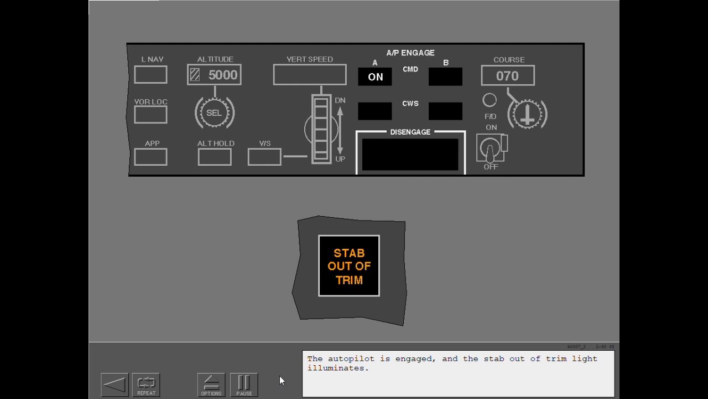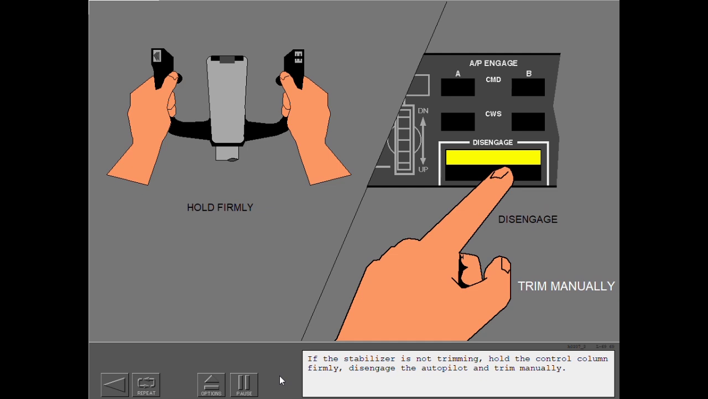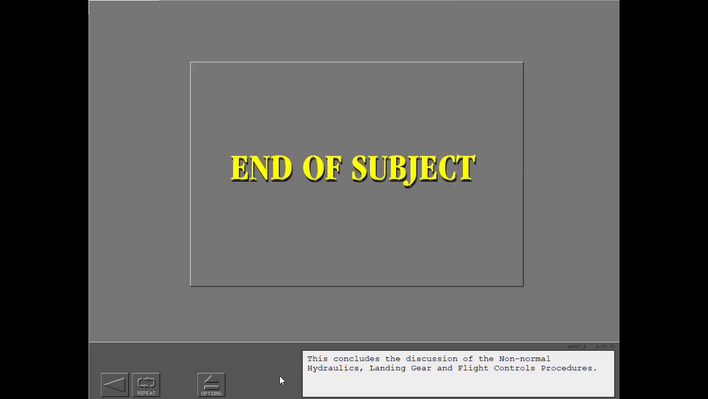The autopilot is engaged and the stab out of trim light illuminates. If the stabilizer is not trimming, hold the control column firmly, disengage the autopilot, and trim manually. This concludes the discussion of the non-normal hydraulics, landing gear, and flight controls procedures.